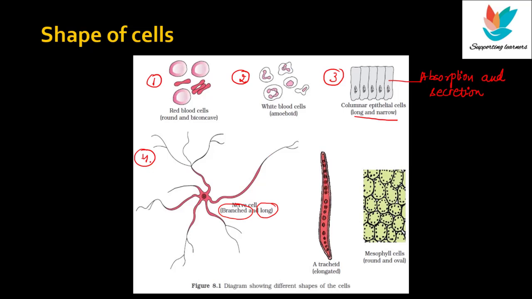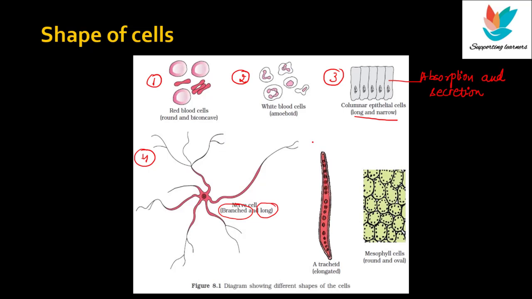Branch. Now they are branched so that the message can reach as fast as possible. And also if one way is damaged or it's not working properly, then the message can be transmitted from some other way. So they are branched in that way.